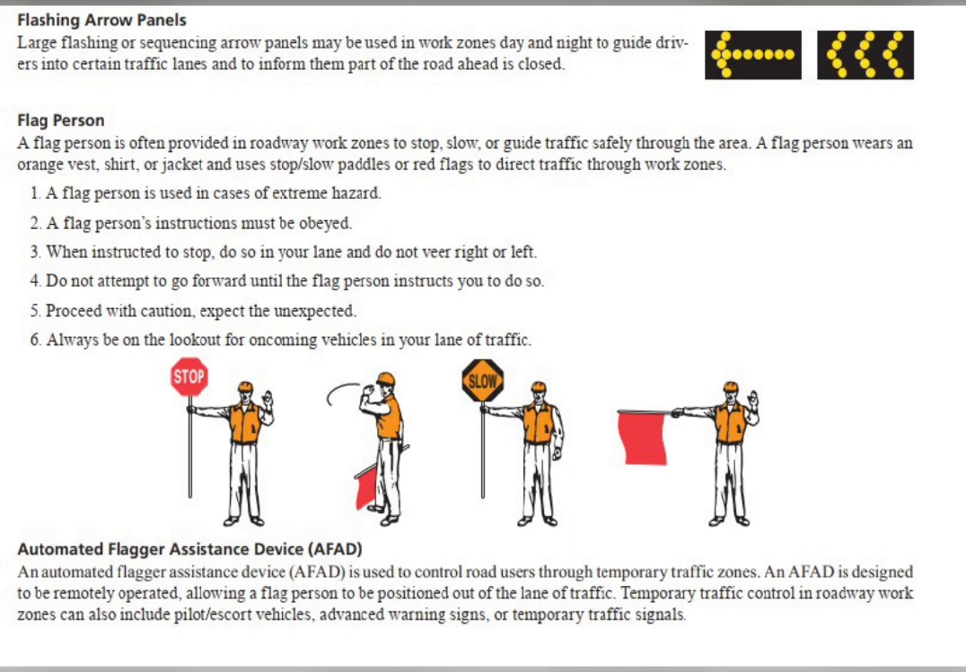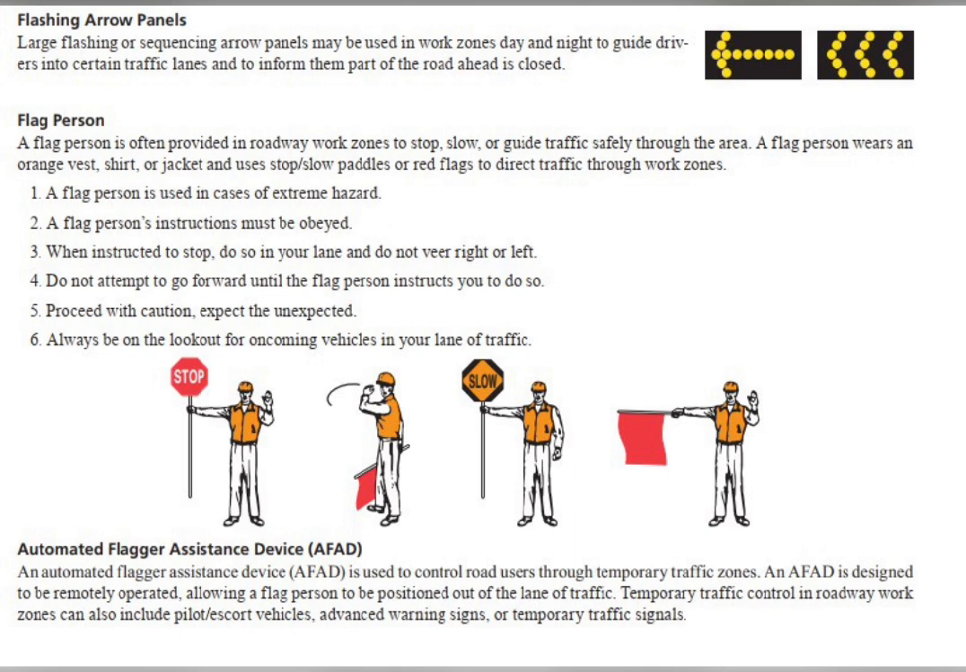Flag person. A flag person is often provided in roadway work zones to stop, slow, or guide traffic safely through the area. A flag person wears an orange vest, shirt, or jacket and uses stop/slow paddles or red flags to direct traffic through work zones. 1. A flag person is used in cases of extreme hazard. 2. A flag person's instructions must be obeyed. 3. When instructed to stop, do so in your lane and do not veer right or left. 4. Do not attempt to go forward until the flag person instructs you to do so. 5. Proceed with caution. Expect the unexpected. 6. Always be on the lookout for oncoming vehicles in your lane of traffic.